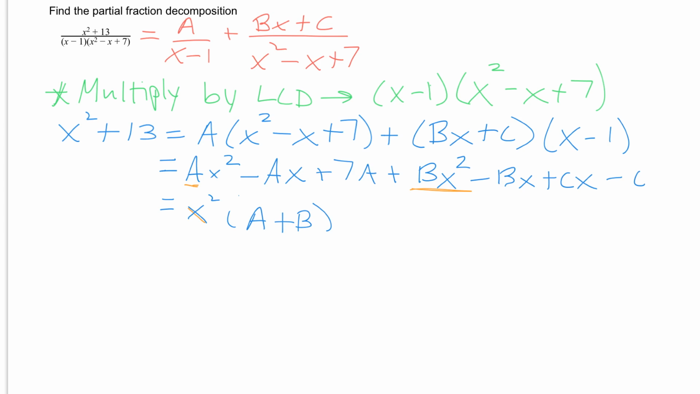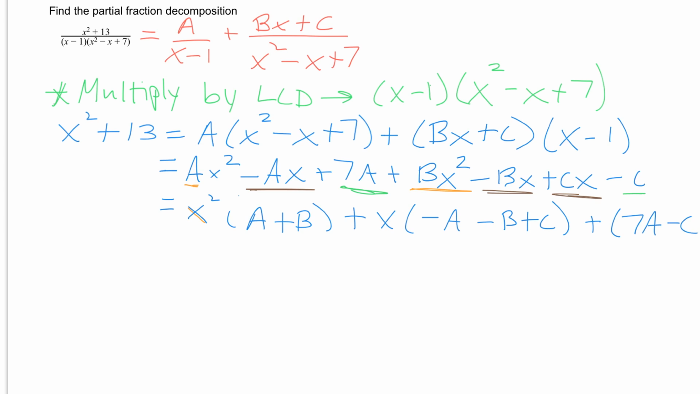Then I'm going to go ahead and find all my x's. So I have a negative Ax, a negative Bx, and a positive Cx. So I'm going to take out that x, and I have negative A minus B plus C. And then I'm looking for my constants. So I have that 7A and that minus C. And I'll group those together. So 7A minus C.